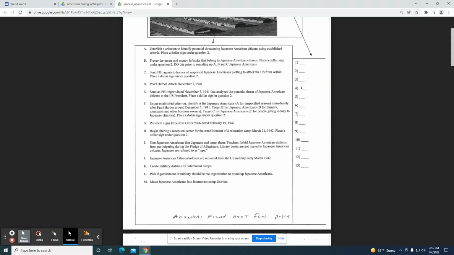And the reason why that's significant is because the second thing that happens is actually D, the Pearl Harbor attack. So this immediately raises a question, E and D. Why in November of 1941, before the Pearl Harbor attacks, is the United States doing this? Why are they starting to analyze the potential threat of Japanese American citizens? Why is the FBI reporting to the president? Why is there any speculation that the Japanese American citizens are a potential threat? So that brings up the issue about intent.